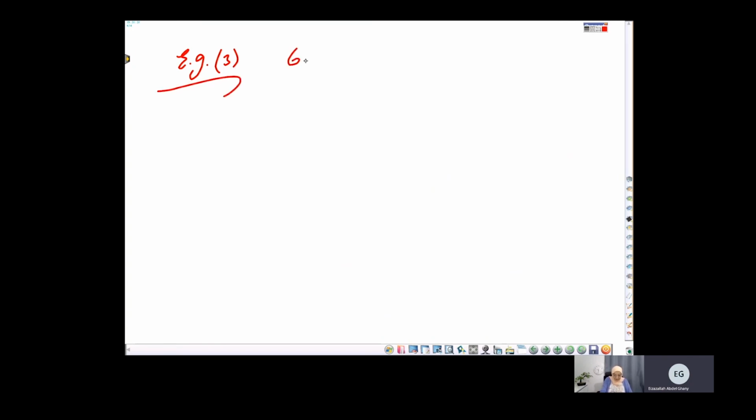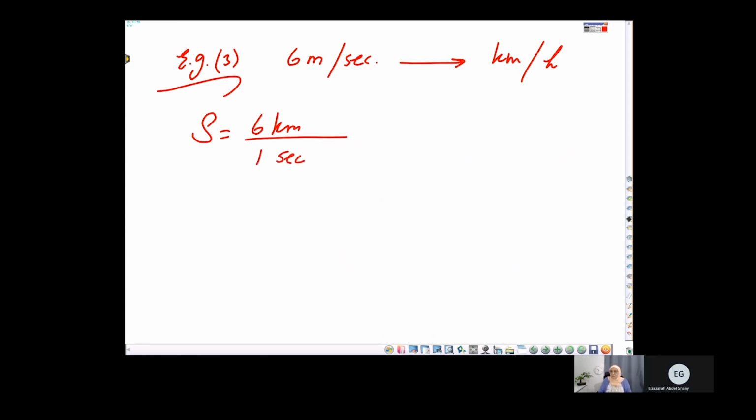We need to convert 6 meters per second into kilometer per hour. Let's go. We write 6 meters. This is the speed. What's per? Per means divide. Divide by what? 1 second. I need this number 1. Okay? We want to convert it from meter per second into kilometer per hour.